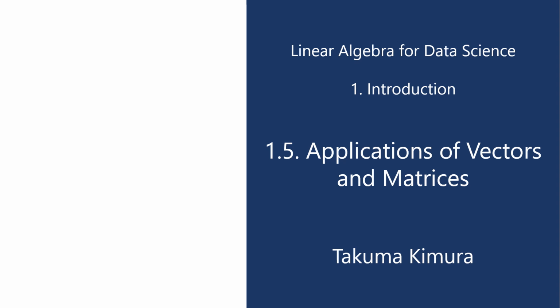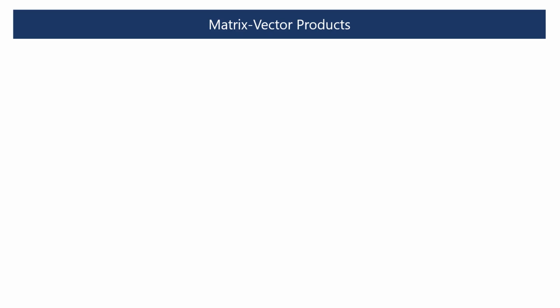Chapter 1, Section 5, Applications of Vectors and Matrices. As the final section of the introduction, let's see how vectors and matrices can be used in data science. First, let's understand the multiplication of a matrix by a vector. The multiplication of a matrix by a vector is a fundamental operation in linear algebra. Now, let's understand how this operation works.